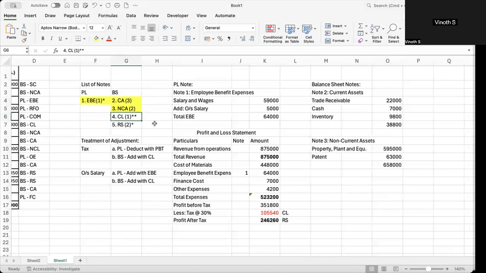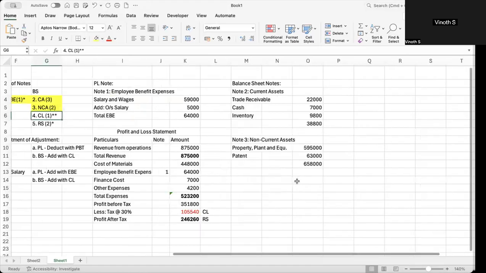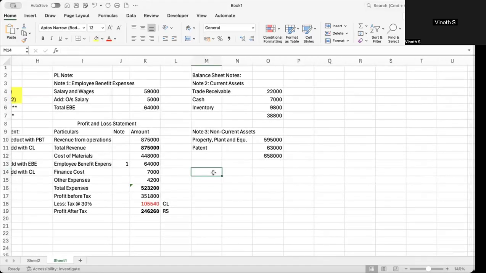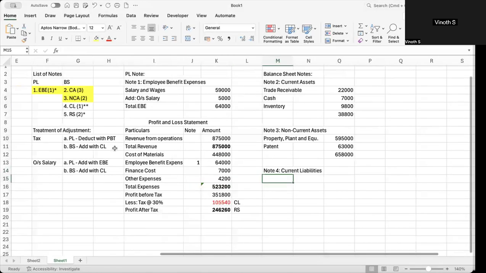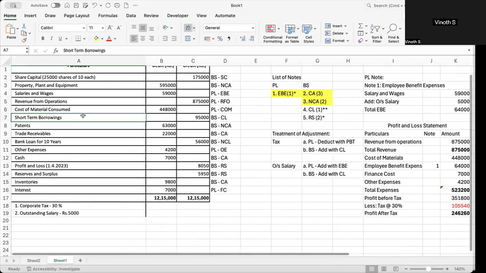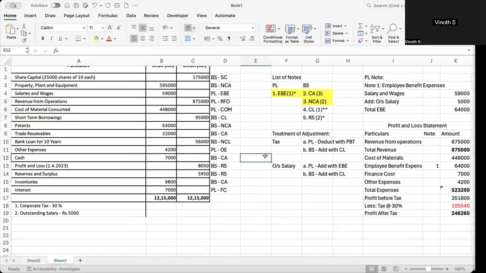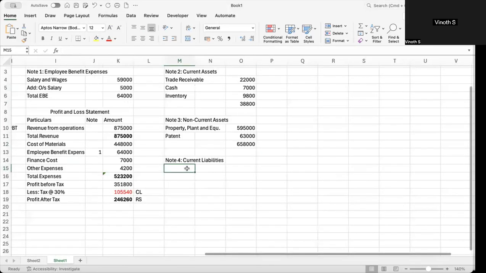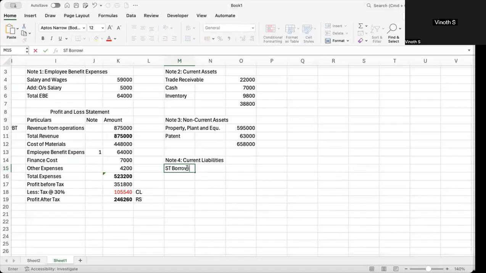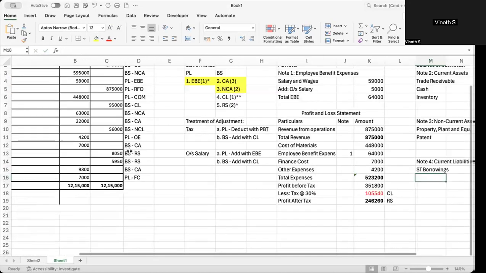Now the next is very careful because 2 adjustment items need to come under the current liabilities. Note 4, current liabilities. So only one item as per the trial balance, that is short-term borrowings, 95,000. Short-term borrowings, 95,000. I will ensure it is 95,000.